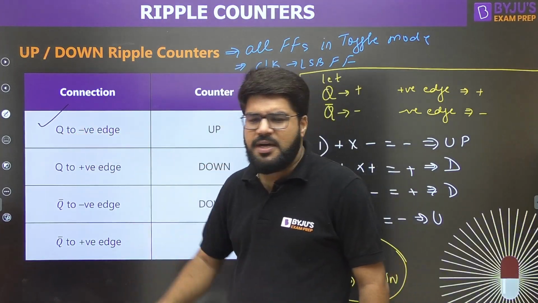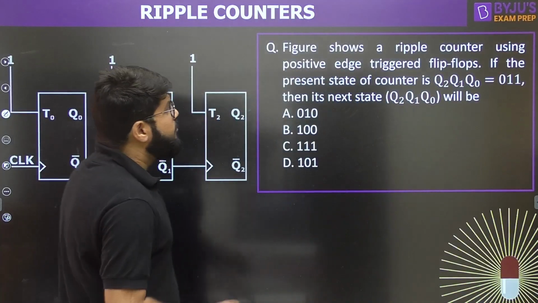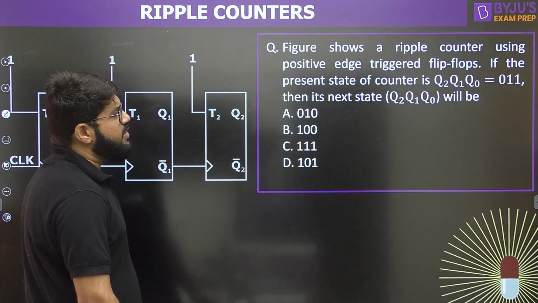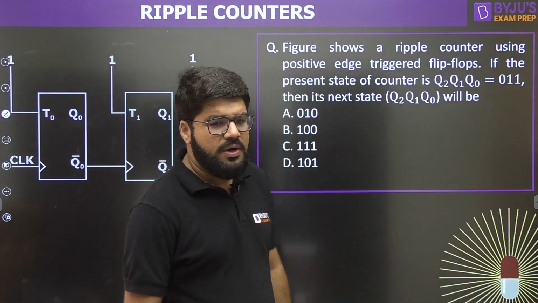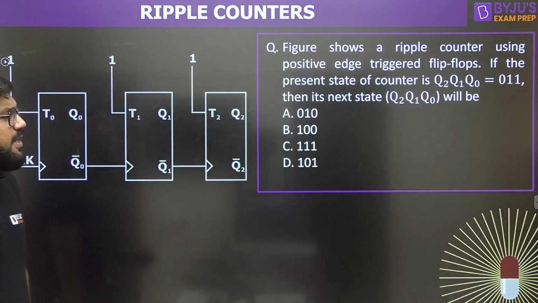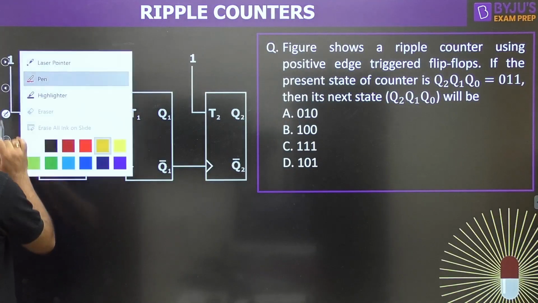Q to negative edge, it's an up counter. Just have a look at this very, very simple question. The figure shows a ripple counter using positive edge triggered flip-flops. If the present state of the counter is 011, what is the next state? Now see the type of connection, guys.